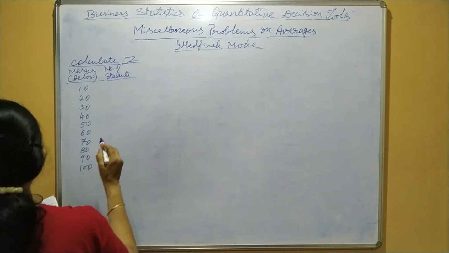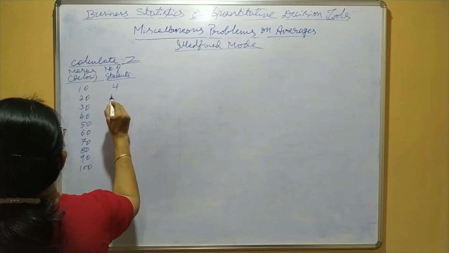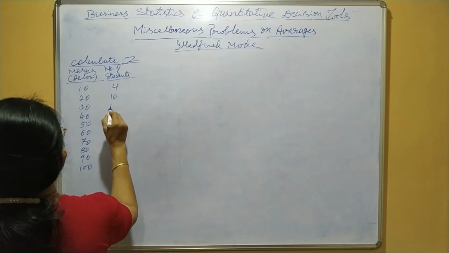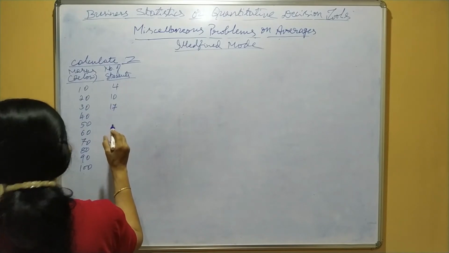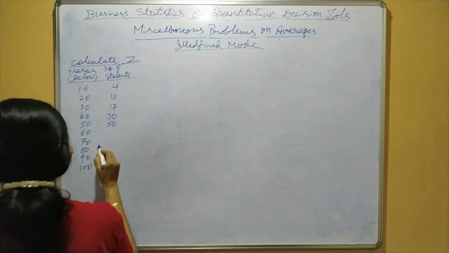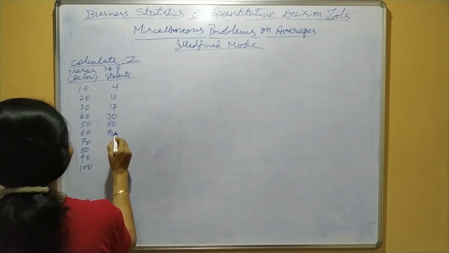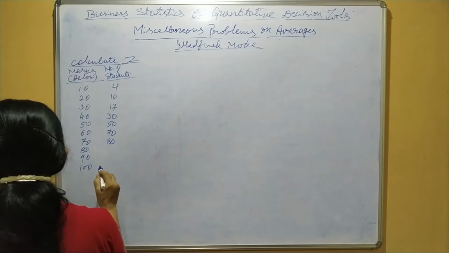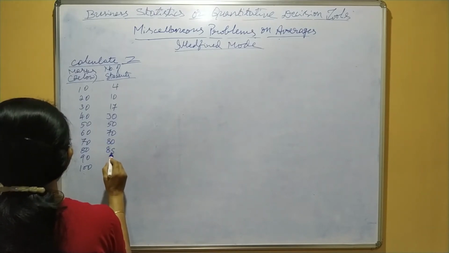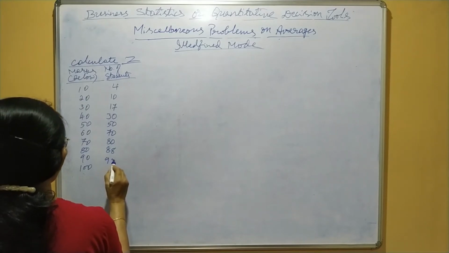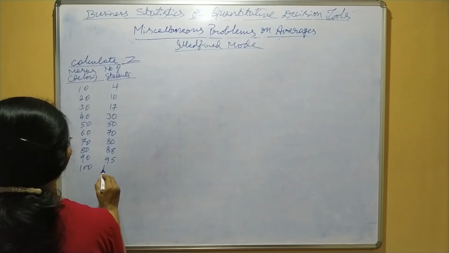Number of students: 4, 10, 17, 30, 50, 70, 80, 88, 95, 100.